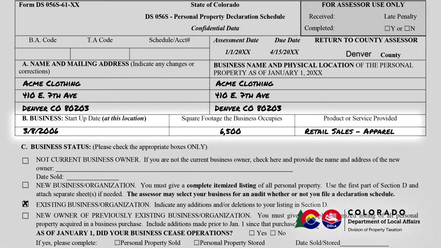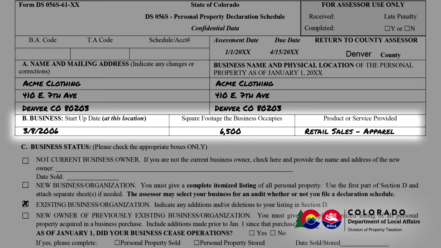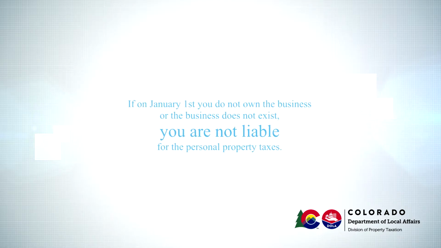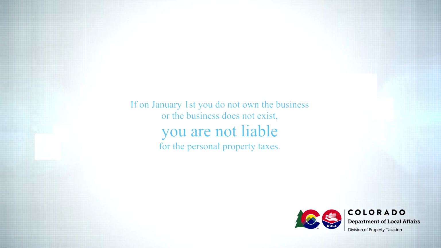Letter B requests the date the business began operation at this location, the square footage occupied, and the product or service provided. Providing this information allows for verification or correction of existing assessor records. This information helps the assessor correctly classify and value the type of personal property that is being declared. If on January 1st you do not own the business or the business does not exist, you are not liable for the personal property taxes.